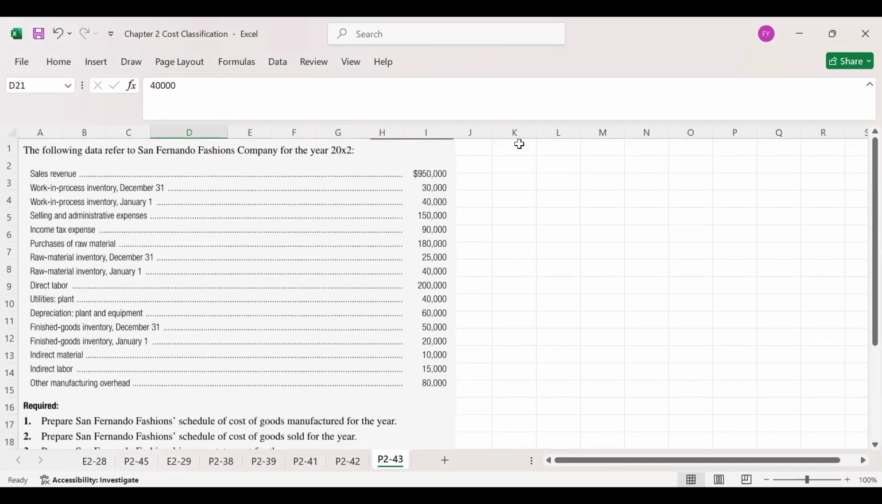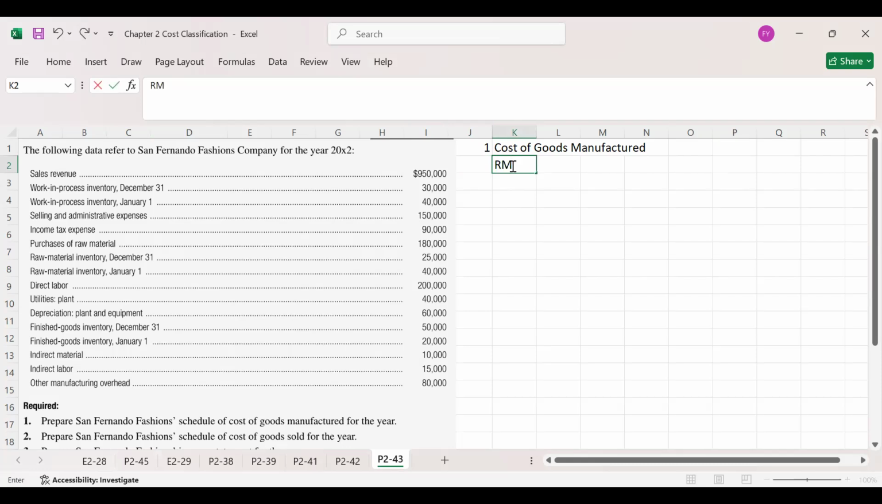So here we are going to prepare cost of goods manufactured, and this is requirement number 1. For this, total manufacturing cost is required, and for total manufacturing cost, direct material is required. So direct material used is not given in the data. So first of all, we are going to calculate direct material use.